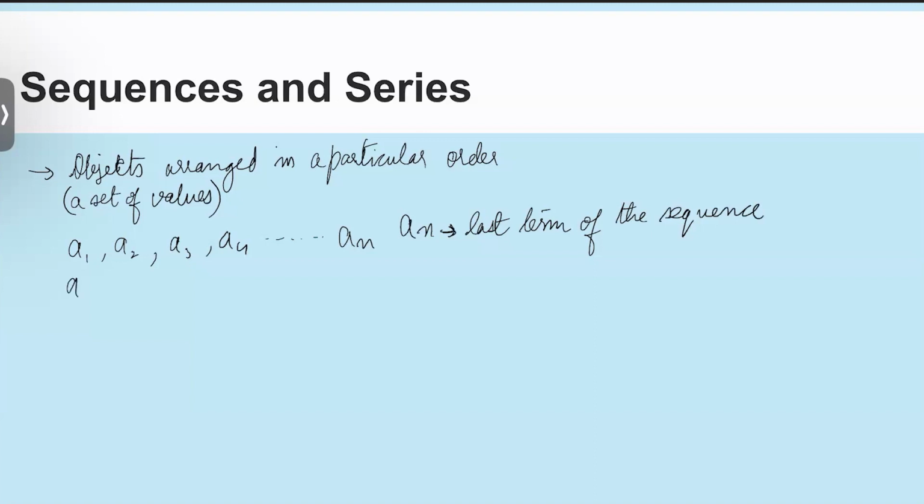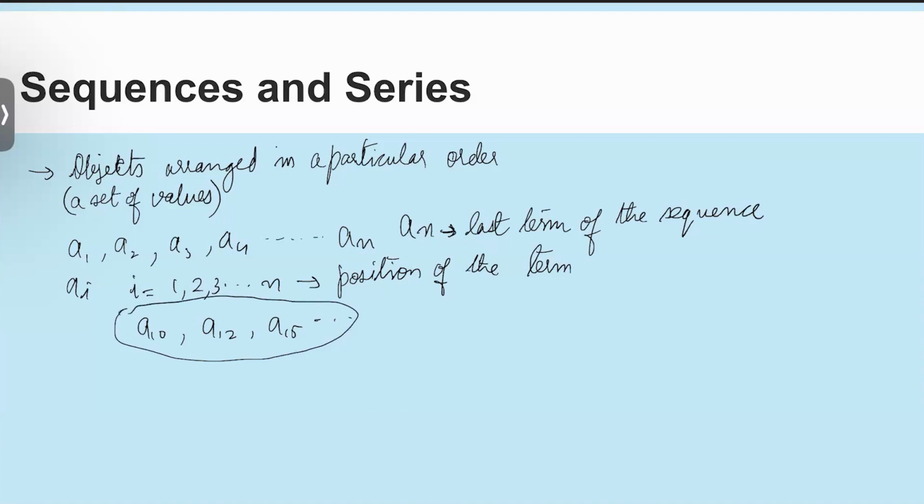And suppose you have Ai, where i going from 1, 2, 3 all the way up to n is the position of the term. So you can be asked, find the, say, 10th term of the sequence. So you will have to find A10, or say A12 or A15. You can have all these kinds of terms until you reach, say, n.